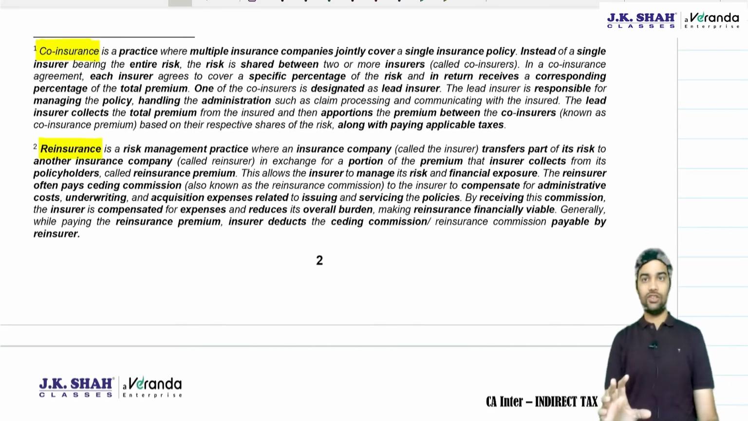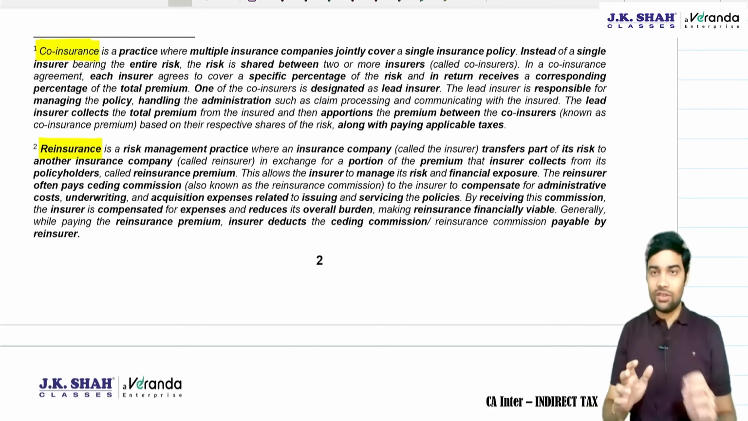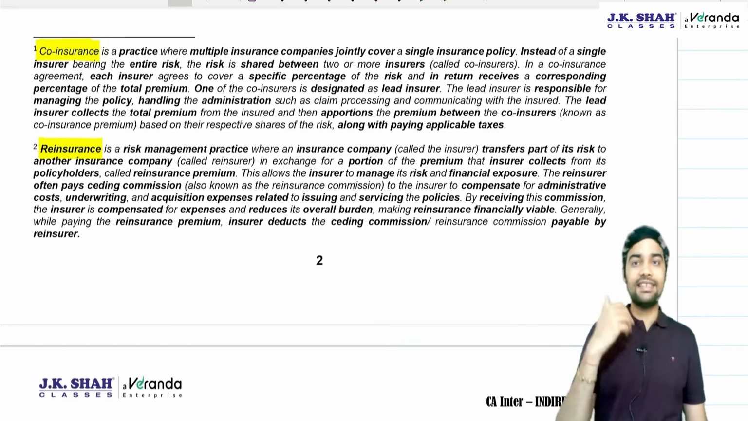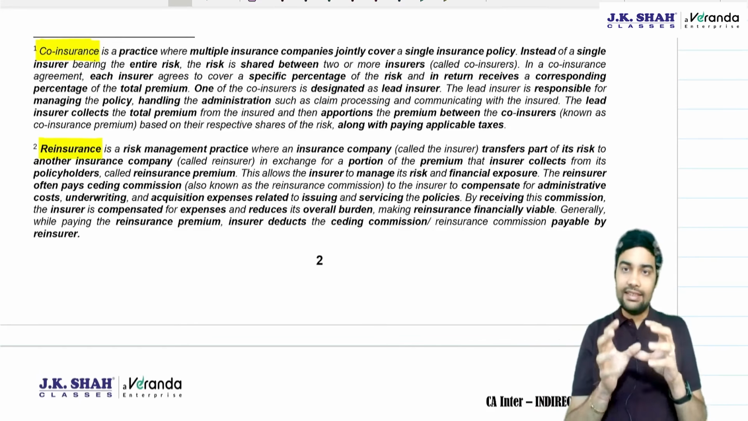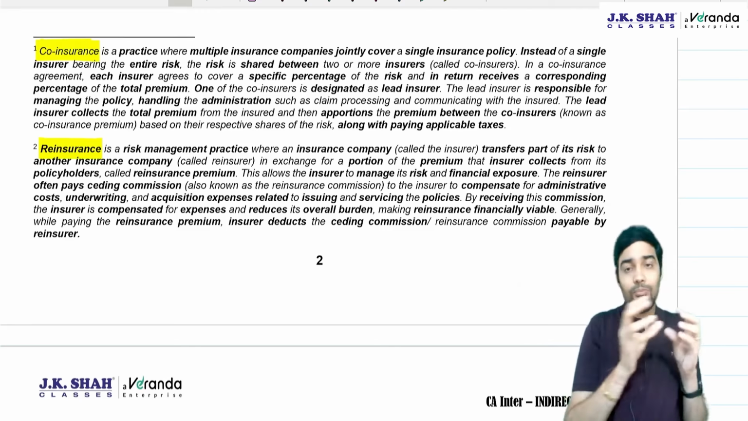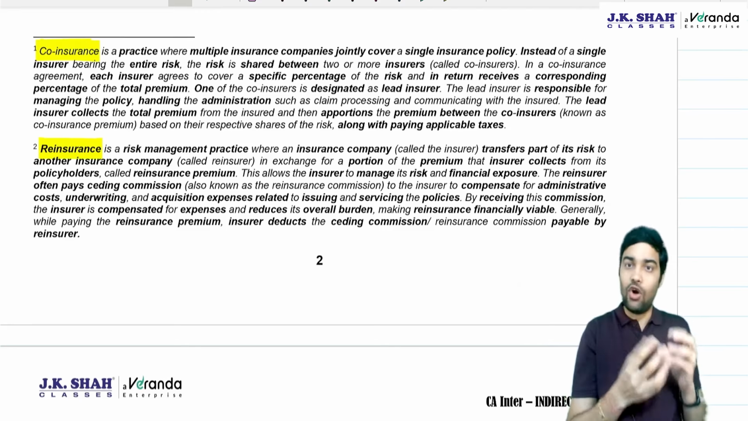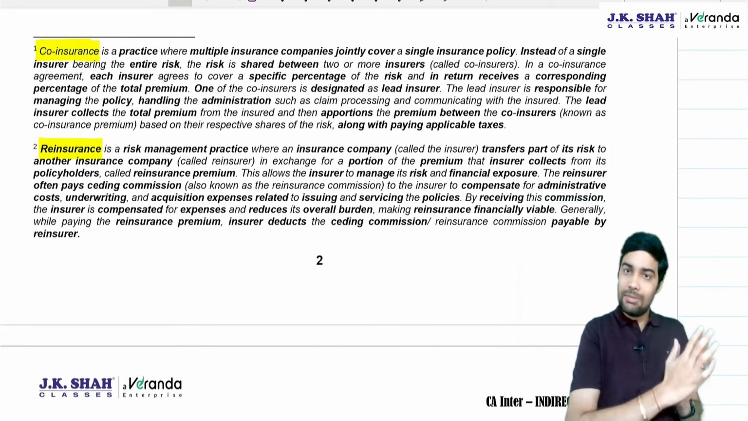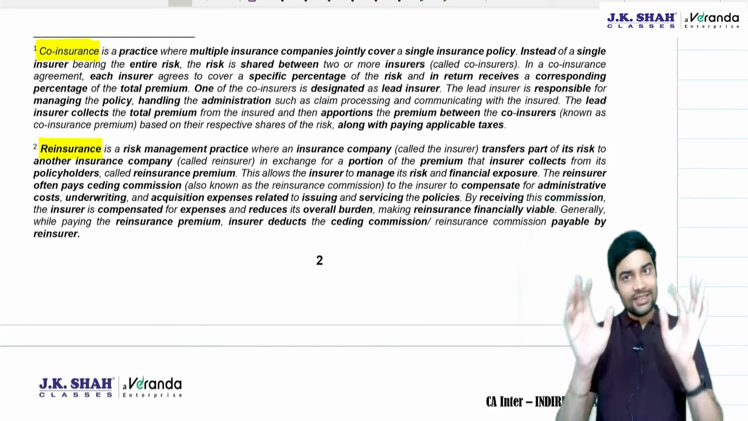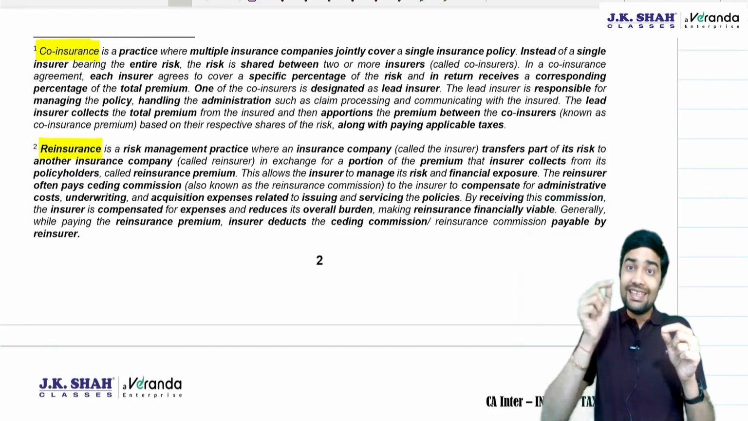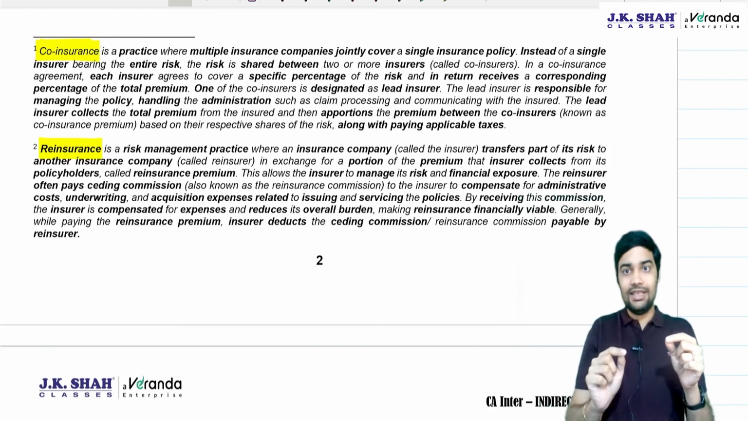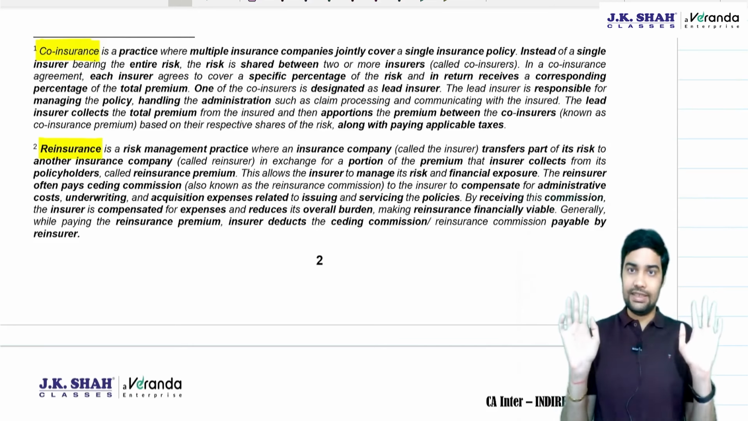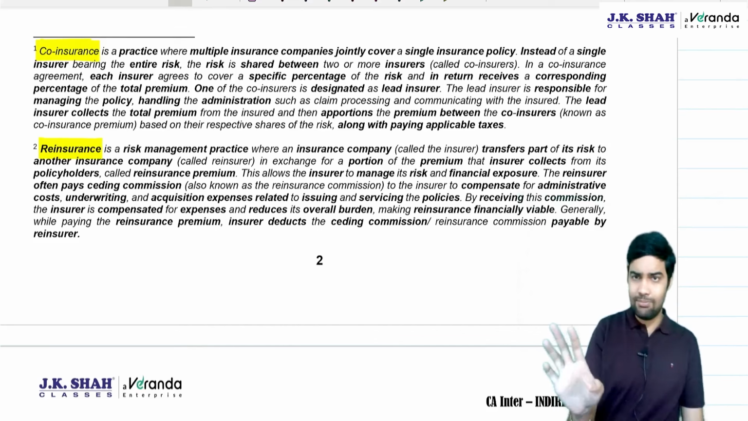See, in reinsurance, what happens? In reinsurance, it is decided at a later point of time that HDFC Life wants to give some portion of the risk and rewards to some other company. Risk is the insurance claim, reward is the insurance premium. On reinsurance, GST was being charged. The problem was the reinsurance commission which was being charged. That reinsurance commission will not be liable to GST. Then co-insurance is very simple.